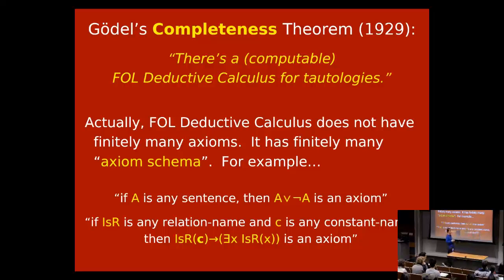Or here's another example. As I said, this deductive system has infinitely many initial objects, but they're all very simple. They're of this nature. Any questions so far?